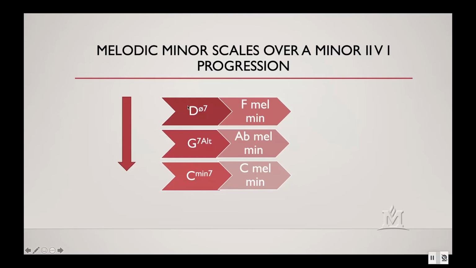So here I'm looking vertically at a 2-5-1, D half diminished, G7 alt, C minor 7. And here is the melodic minor scale that you'd apply to each of these chords on the right here. So on the half diminished, you're going to play F melodic minor. On the G7 alt, you're going to play A flat melodic minor. Remember, up a half step from the root of the chord, and play that melodic minor. And then on the C minor 7, the one chord, you're just going to play the melodic minor of the root of that chord. And so you could take it kind of slow. I'm just going to play the chords one at a time. Now to the G7 alt.